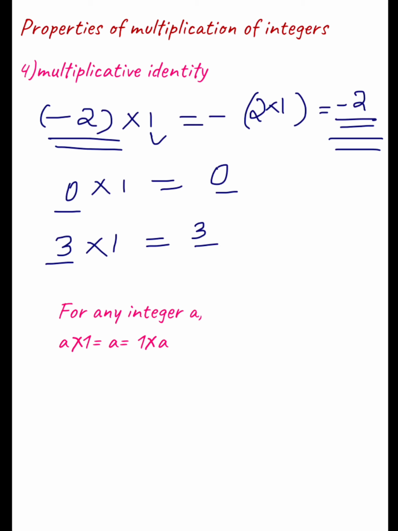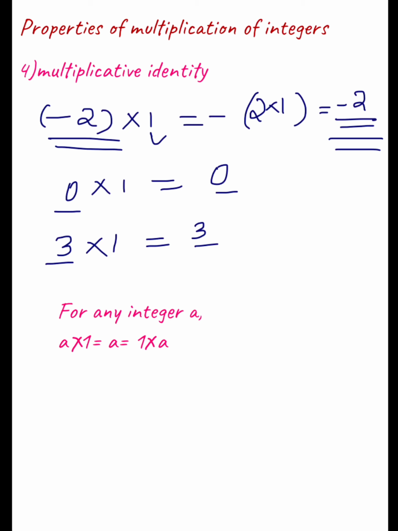Multiplicative identity means you have to do multiplication, and when multiplication is done, when you get the same integer itself, then that particular number is the multiplicative identity. So 1 will be the multiplicative identity. But in the case of additive identity, you are doing addition, and after doing the addition, when you are getting the same answer, then that particular integer will be the additive identity.